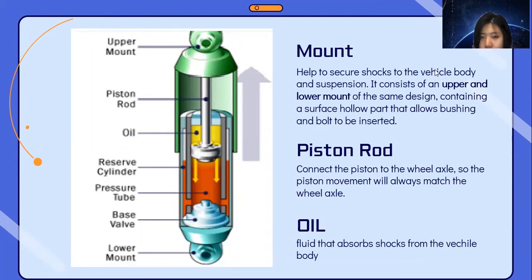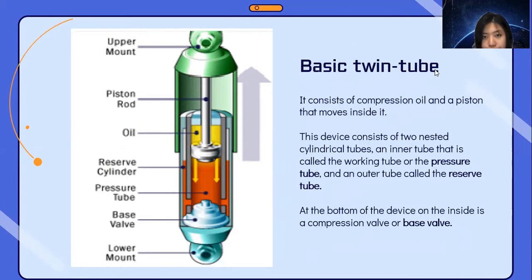The second component is the piston rod. The piston rod's function is to connect the piston to the wheel axle so the piston movement will always match the wheel axle. And the third component is oil. Oil is the fluid that absorbs shocks from the vehicle body.